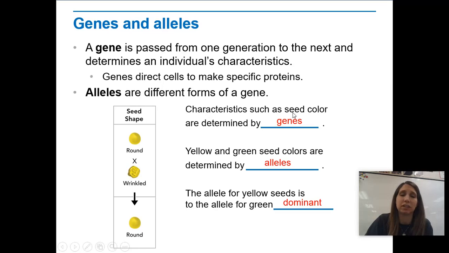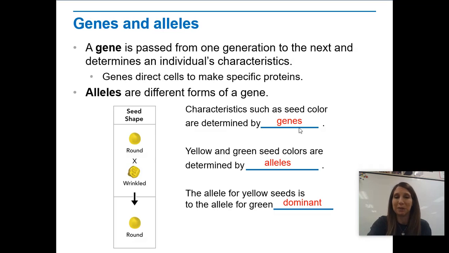So physical characteristics are determined based on the genes that we inherit in our chromosomes from mom and dad. The differences in those characteristics are determined by the different varieties of genes that we can obtain. And those different variations are what we call alleles. The allele in this case, like I said, for yellow is going to be dominant.